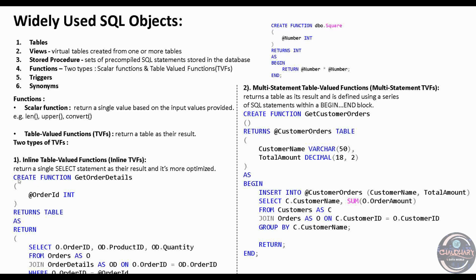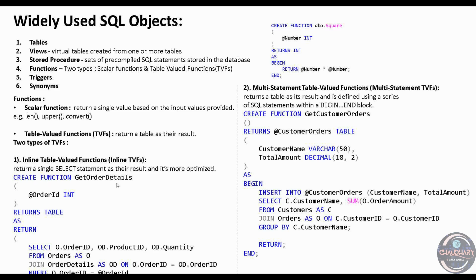In this create function get order detail, we were taking a parameter, order ID as int, and returning a table. You are telling it to return the table. Now what should be returned, we are not providing in a variable. I will compare each of them so that you will better understand how both of the things are working.